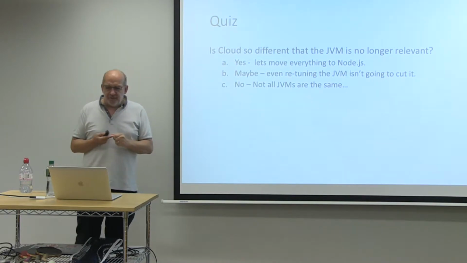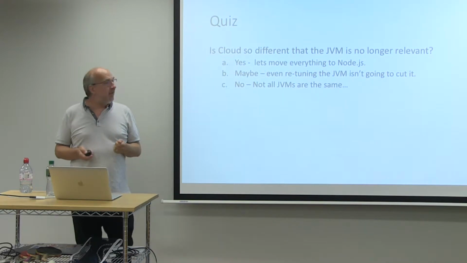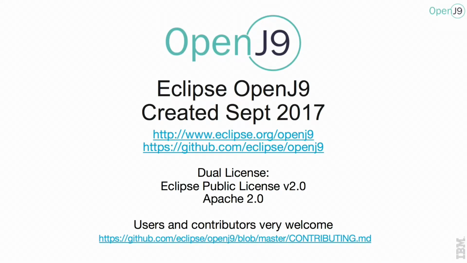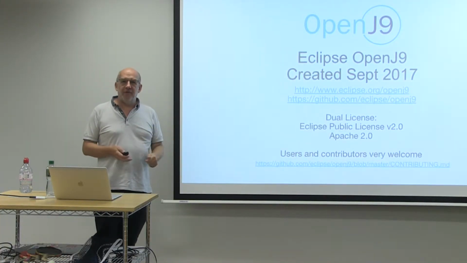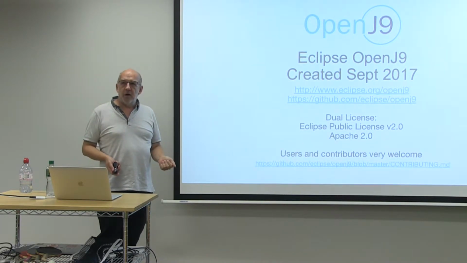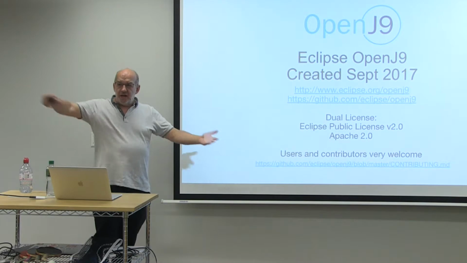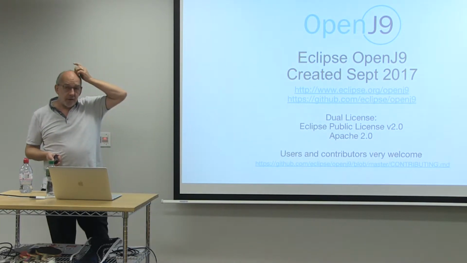But the answer really is C, why I'm here. Because the answer is not all JVMs are the same. Let me introduce you to this. So OpenJ9. I work for IBM, and this is a JVM that we have had for many a year, that our enterprise customers use, that runs on tiny devices to big devices. It's called J9. And last year we open sourced it.